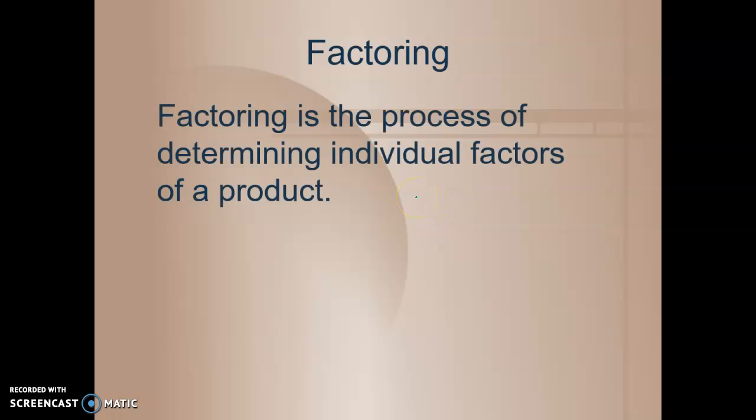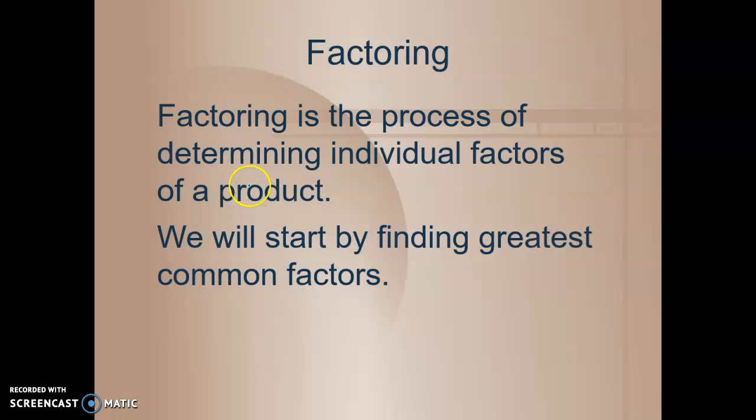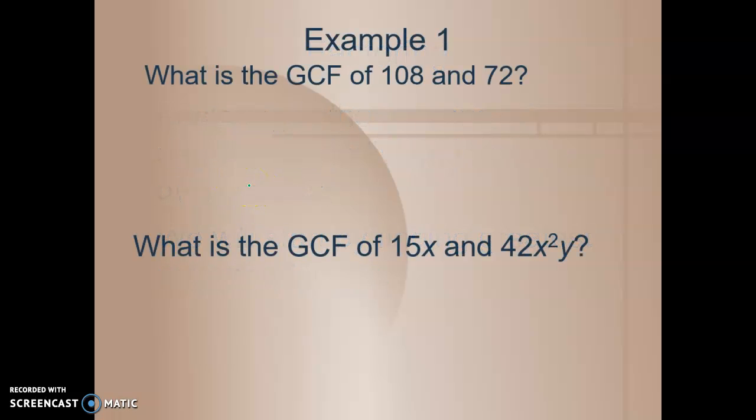Factoring, which is the unit that we're beginning now, is the name that we give to the process of determining individual factors of a product. We'll start by finding the greatest common factors between two terms. So let's start with two number terms. Let's find the greatest common factor of 108 and 72.